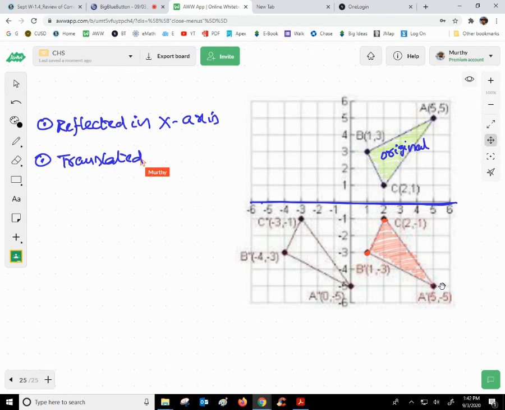translated by how many steps? 1, 2, 3, 4, 5 to the left side, translated to the left side. So how many steps? 1, 2, 3, 4, 5. Translated by 5 units left. You are done.